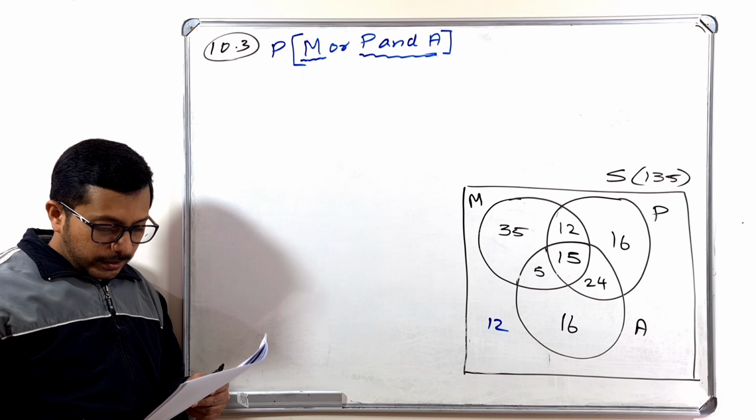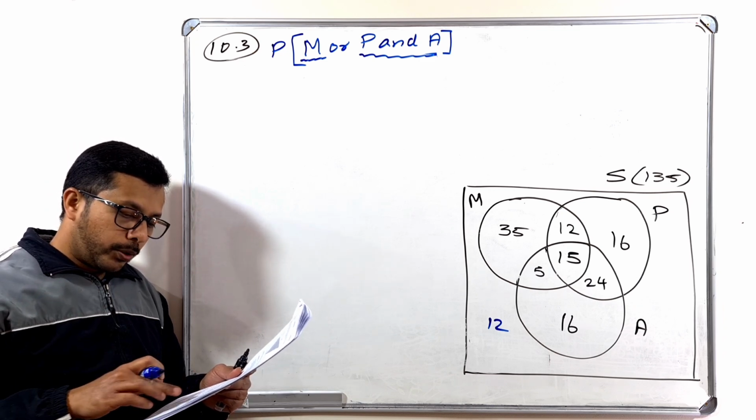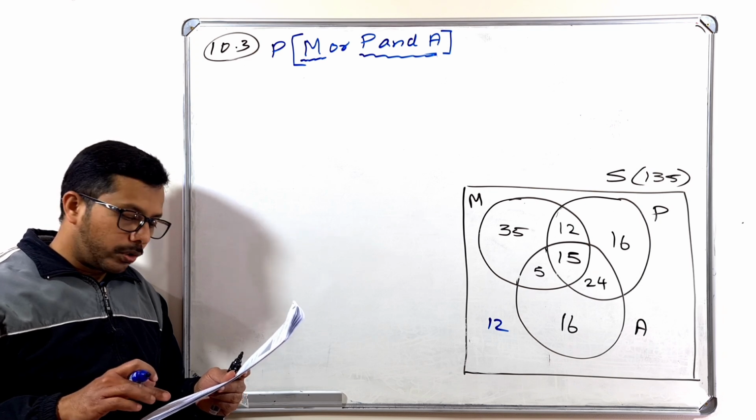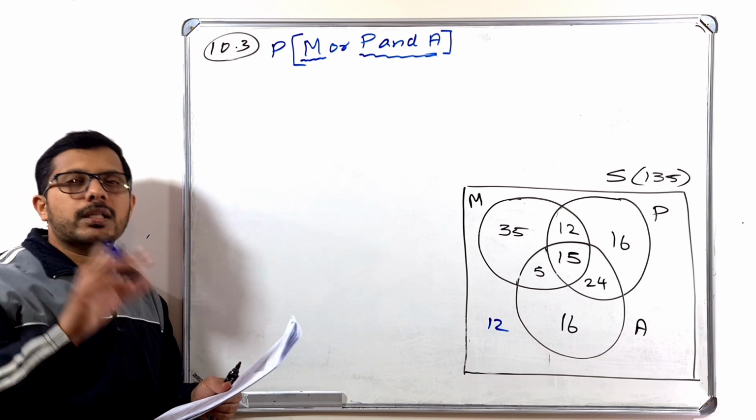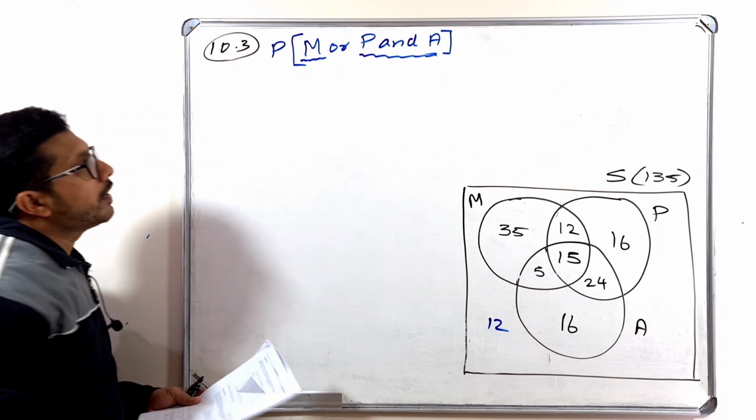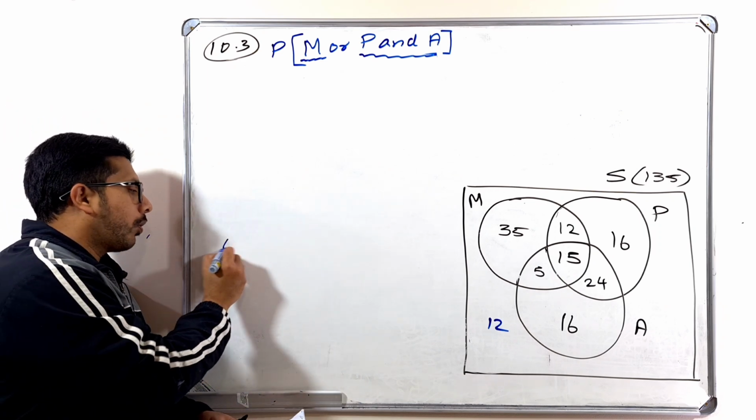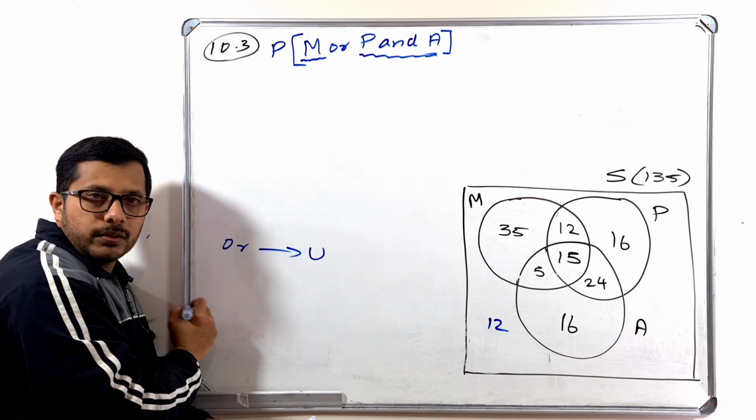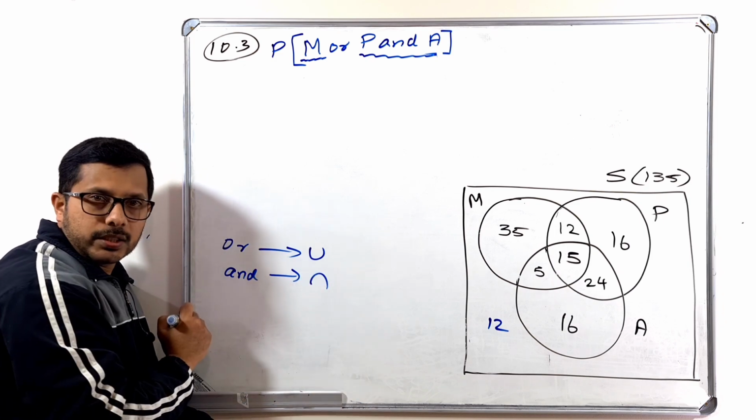Look at that sentence once more. Calculate the probability of a learner chosen at random who does mathematics or both physical science and accounting. Both physical science and accounting, that is this one. So what is the meaning of or? How can you write or in probability? Or means union. And what does and mean? And means intersection. Do you remember that one?